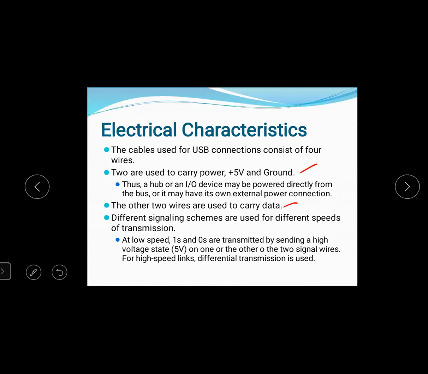A hub or an IO device may be powered directly from the bus, or it may have its own power supply connection. Different signaling schemes are used for different speeds of transmission: low speed, full speed, and high speed. For different speeds, different signaling schemes are used.